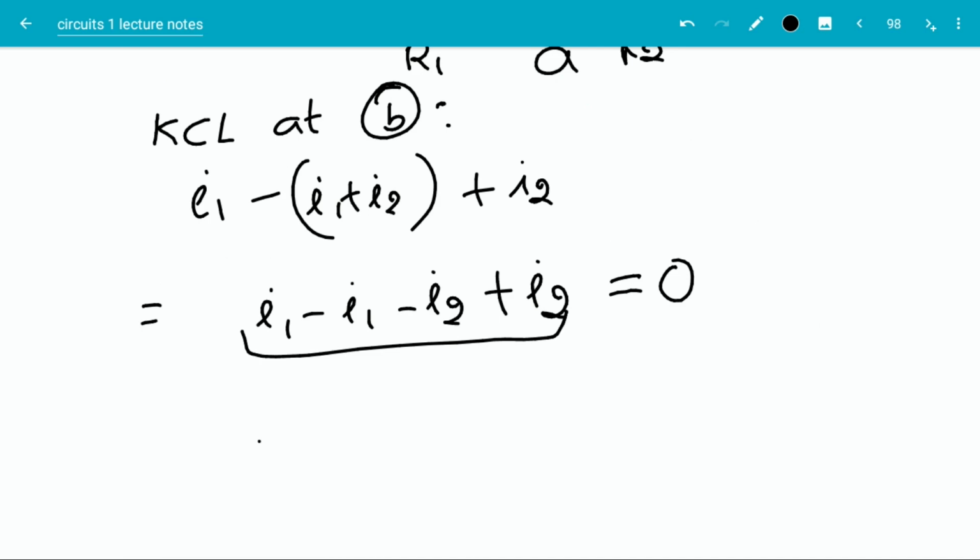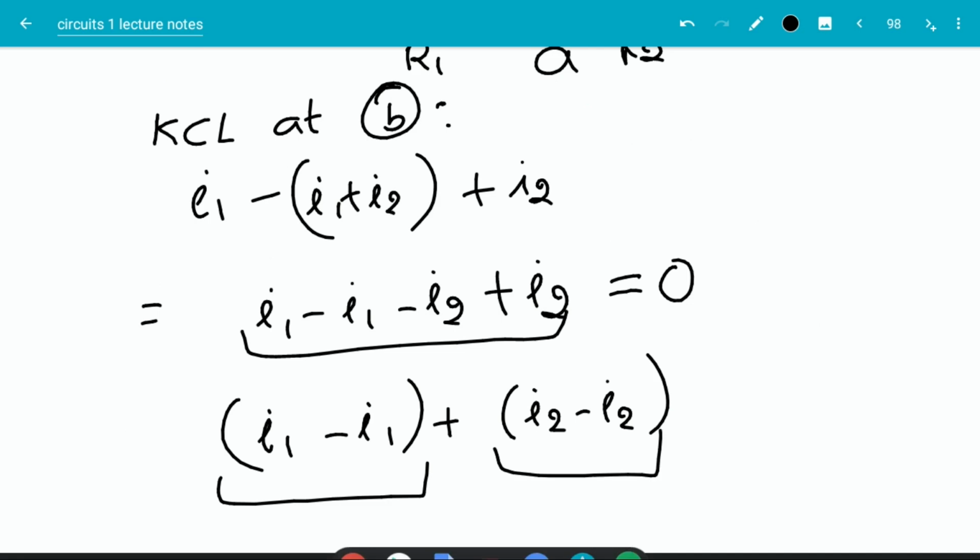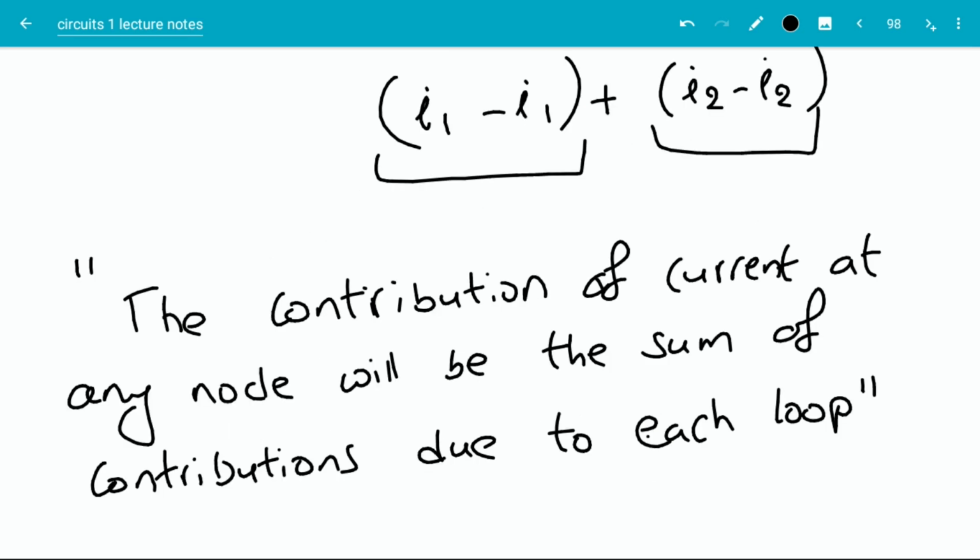If you notice in this expression, I can write this as I1 minus I1 plus I2 minus I2. So this here is the contribution because of the first loop. This here is the contribution because of the second loop. Which brings us to the next statement we will make. The contribution of current at any node will be the sum of contribution due to each loop. And this is the key to how the mesh current method works.